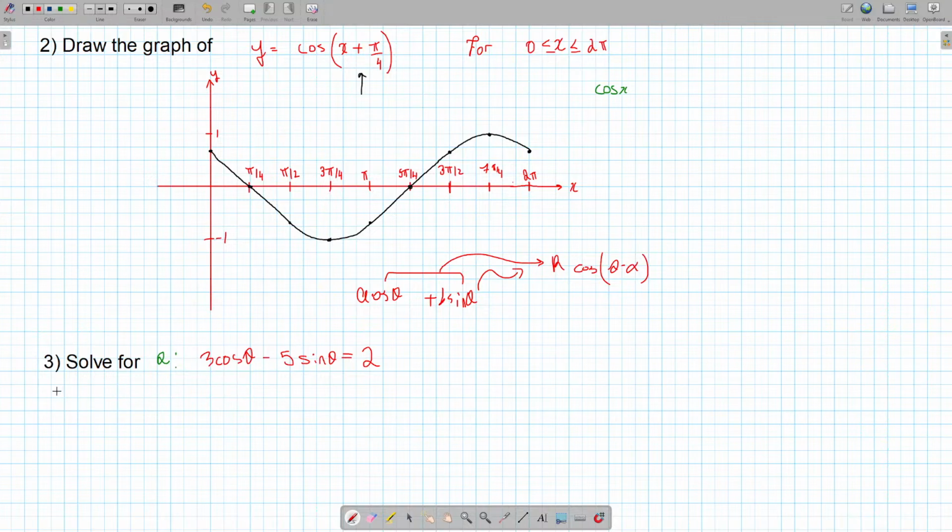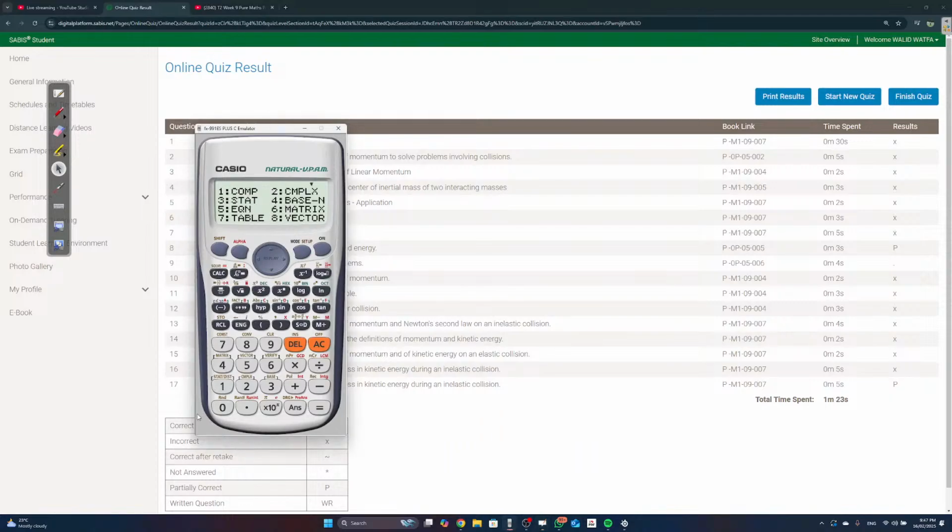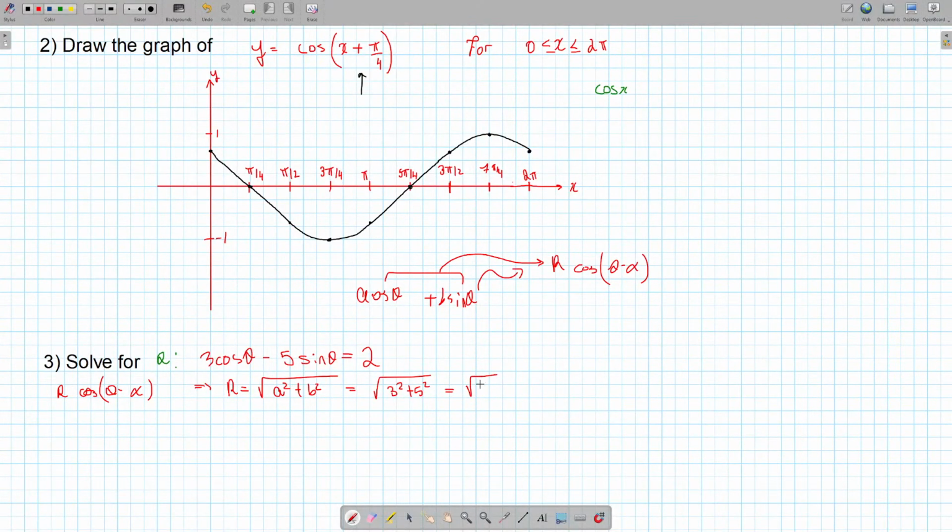Let's rewrite this in the form R cosine theta minus alpha. You're going to do it like this. R is equal to root a squared plus b squared, right? You don't have to write R is equal to a squared plus b squared, just show that you did root a squared plus b squared. So R is equal to root 3 squared plus 5 squared, which is root 9 plus 25, yeah, 34. So R is root 34.